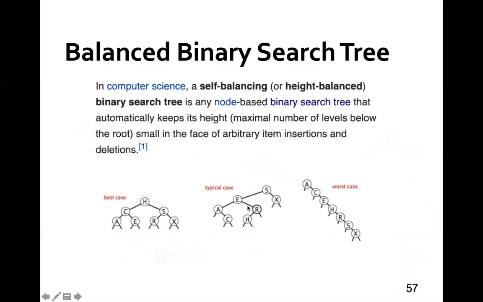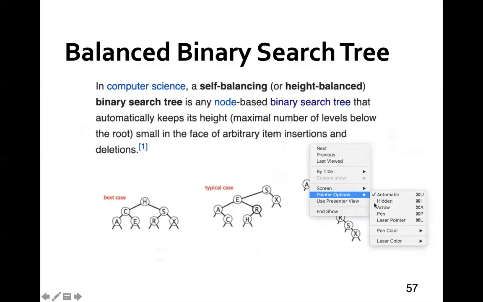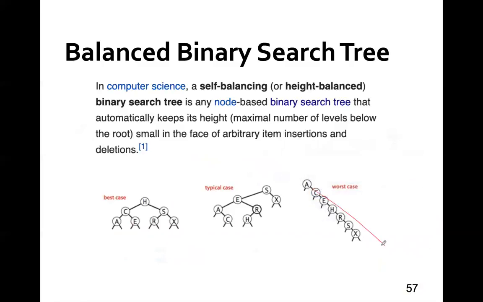But what can happen is that it's not balanced. In the worst case, it becomes a list leaning towards the right. In that case, it becomes an array. It's not log n, it's n.